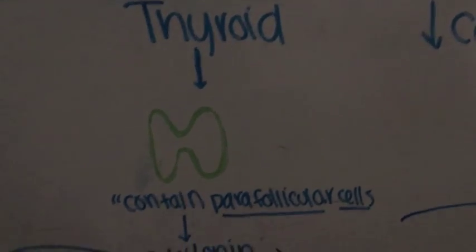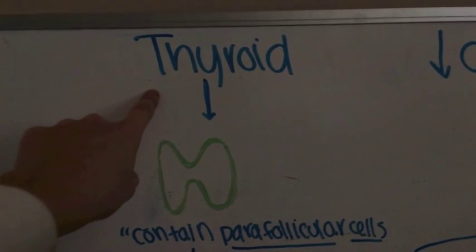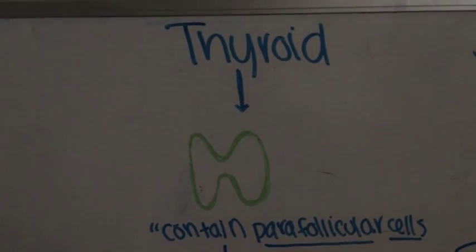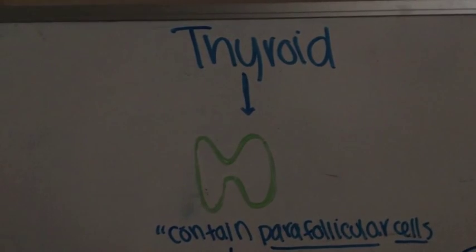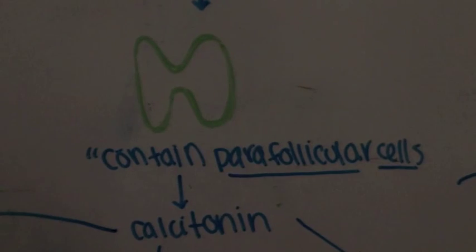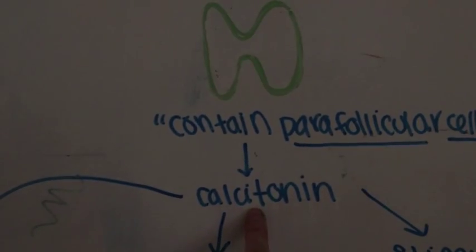Now let's discuss how the body responds to when calcium levels are too high. The thyroid is responsible for lowering calcium levels in the blood. The thyroid is located in the neck region. The parathyroid, which we discussed earlier, which is responsible for increasing calcium levels, is located on the back of the thyroid. The thyroid contains parafollicular cells. Parafollicular cells are what generate calcitonin.